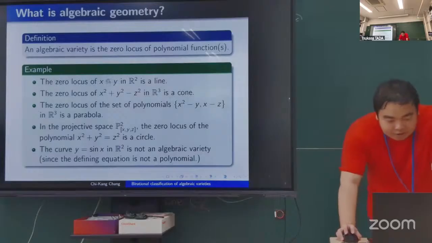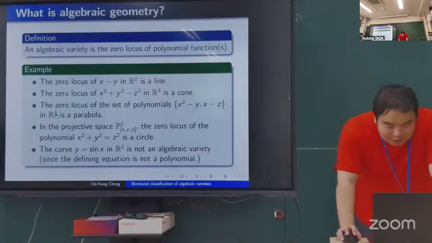For example, the zero locus of the polynomial x minus y in the real plane is a line, and the zero locus of x squared plus y squared minus z squared in R3 is a cone. In R3, the zero locus of a set of two polynomials can be a parabola. And if we work in projective space, then the zero locus of x squared plus y squared, sorry, here should be minus z squared, not equal, the zero locus of x squared plus y squared minus z squared will be a circle.